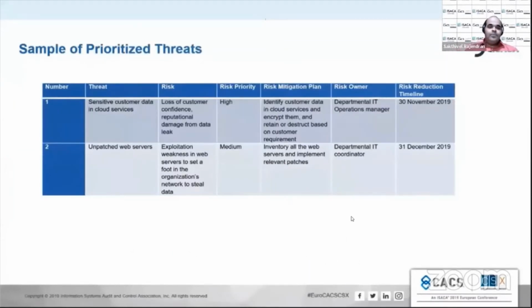Hopefully that helped you to understand the concept of tactical risk assessment. We looked at the business objectives of the internal entity and tried to get the relevant threats for it. Then we performed a prioritization of risk.